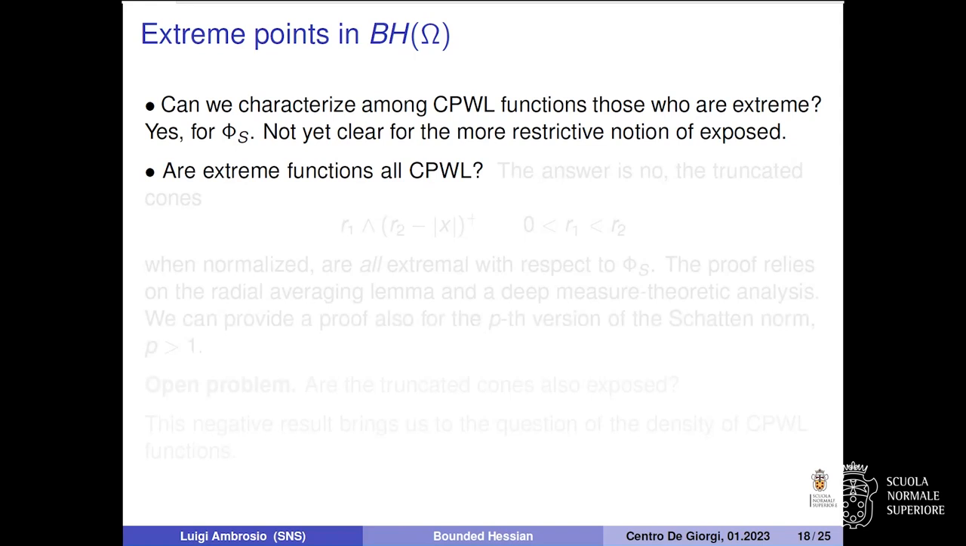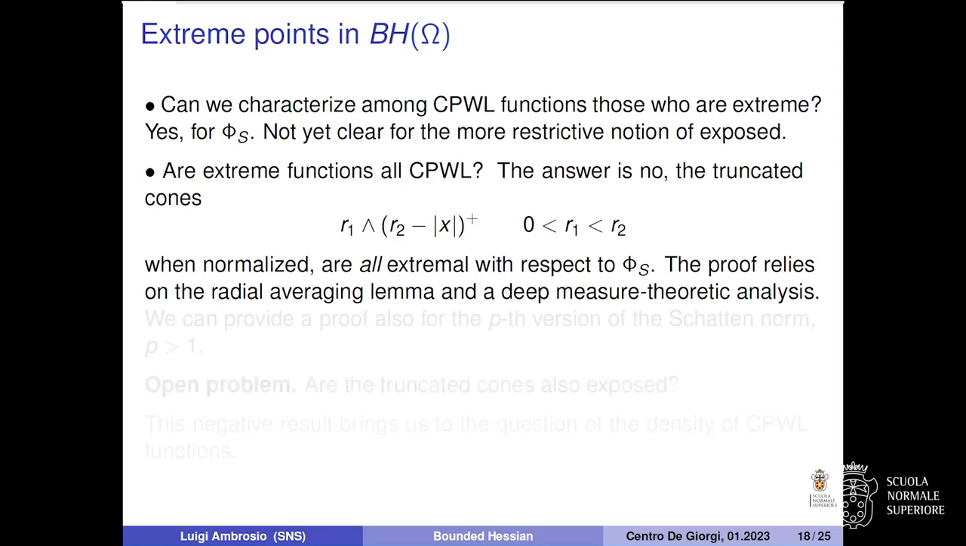The second question that we raised in the first paper, but we didn't have a complete answer, is whether all the extreme functions are CPWL or not, like in dimension one. And actually, in the second paper with Brenna and Conti, we proved that the answer is no. And for instance, the truncated cone, if you normalize it in such a way that the norm of the second derivative is equal to one, is an extreme point. And the proof is absolutely non-trivial.